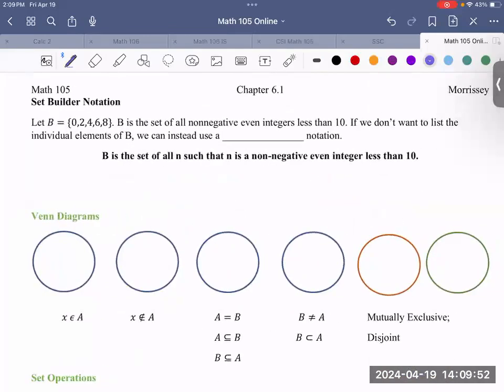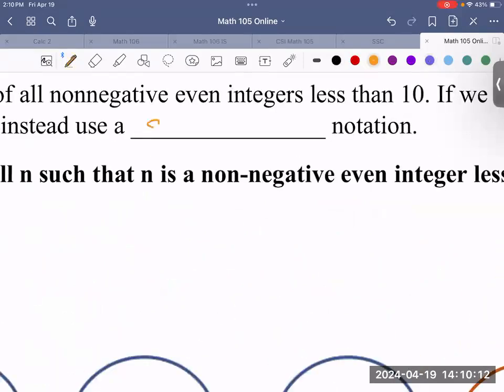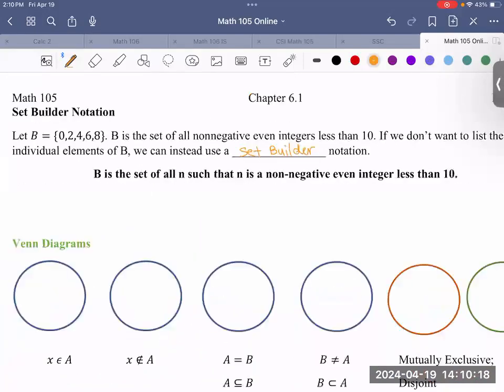Set builder notation. It says let B equal 0, 2, 4, 6, and 8. Okay, so that is our set. If B is a set of all non-negative even integers less than 10, if we do not want to list the individual elements of B, instead we can use something called set builder notation. So this is just a nice way, or a quicker way, to say all of that in words. In the English sentence, we might say B is a set of all n such that n is a non-negative integer less than 10.